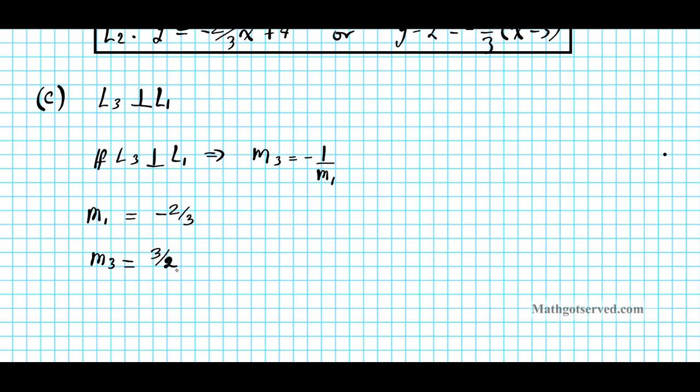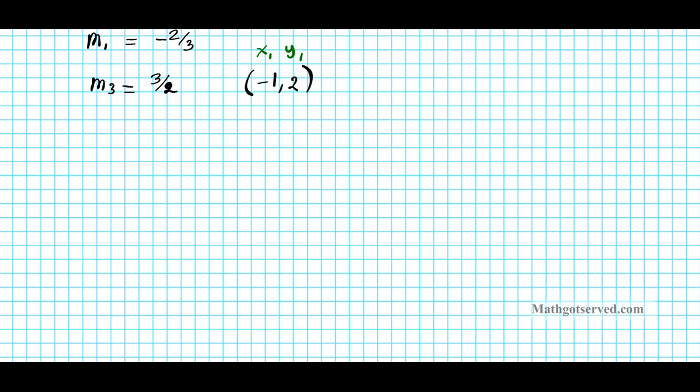Okay? So a point in L3 is negative 1, 2. So we have this point and the slope, x1, y1. Now let's write down the equation of the line. That's going to be given by y minus y1, y1 is 2, equals m times x minus x1, minus negative 1. Simplify that further. We have y minus 2 equals 3 over 2 times x plus 1. So this is the point-slope form of L3.